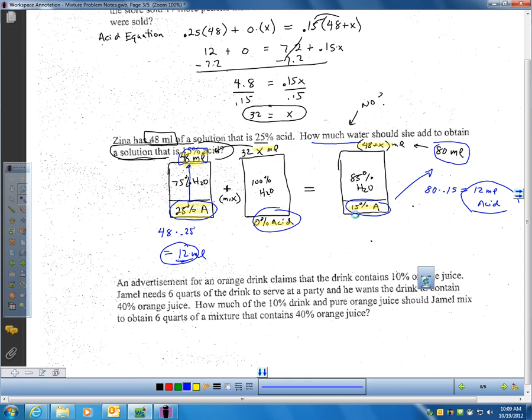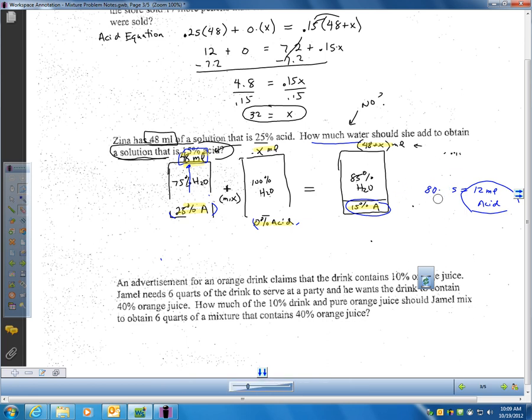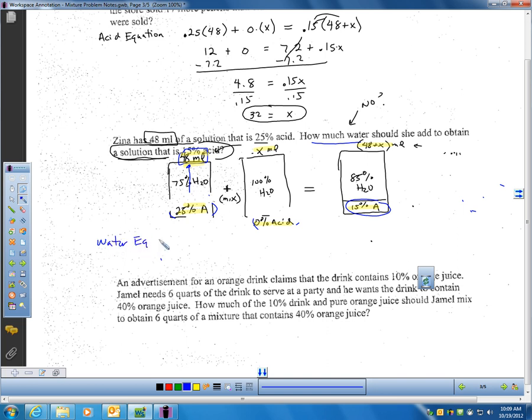It's been diluted. Okay, now there's a second way of doing this problem, a second way of writing the equation. So I'm going to try to erase some of this here if I can. I told you that we had an acid equation that I used to solve. I could also have used a water equation. I'll do this in blue. Water equation. Well, if I do a water equation, I'm doing the exact same thing, but I'm using the water percentages now.